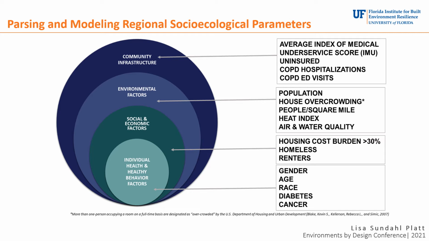Environmental factors, which included population, house overcrowding, which is basically defined as more than one person occupying a room on a full-time basis, as designated as overcrowded by the U.S. Department of Housing and Urban Development, people per square mile in the region, heat index, and air and water quality. And finally, community infrastructure, which included the variables of average index of medical underservice score, or IMU, number of people who are uninsured, COPD hospitalizations, and COPD ED visits.